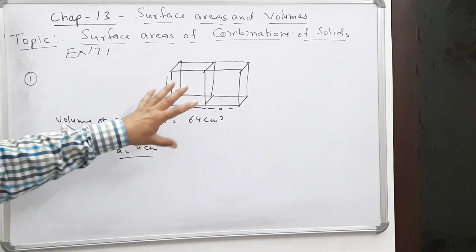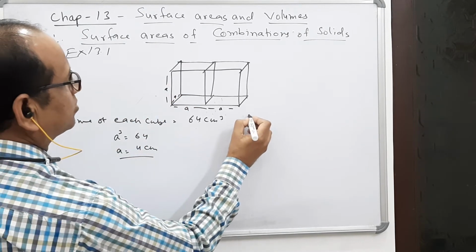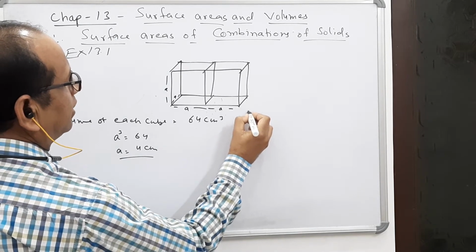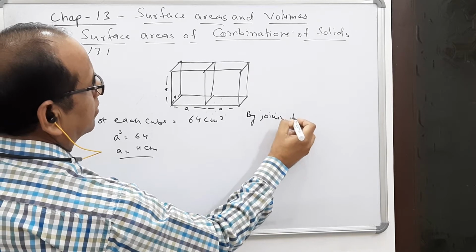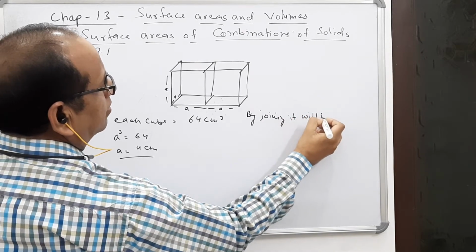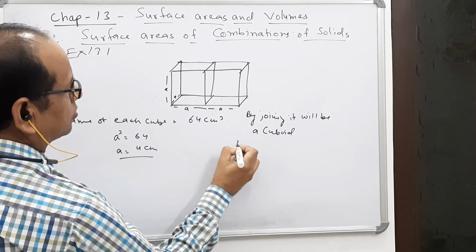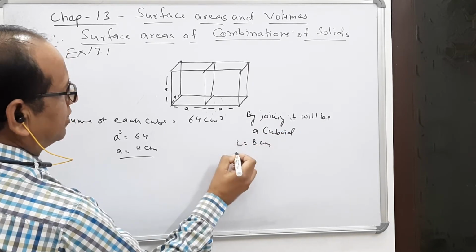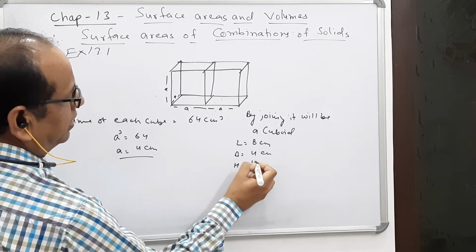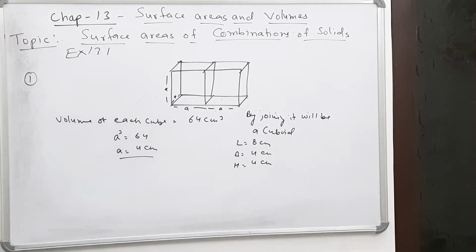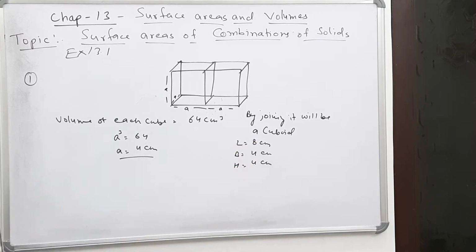So when we are joining these two, it will become a cuboid. What is the length of the cuboid? 8 centimeter. What is the breadth of the cuboid? 4 centimeter. And what is the height of the cuboid? 4 centimeter. So the cuboid will be 8 by 4 by 4.